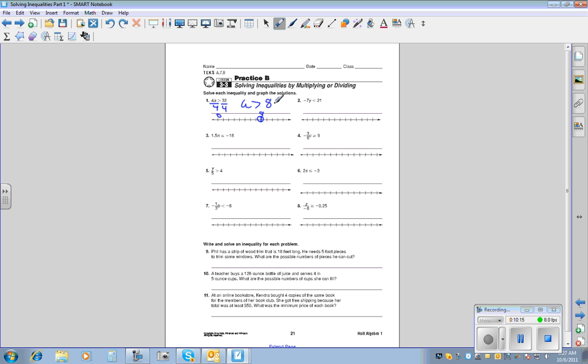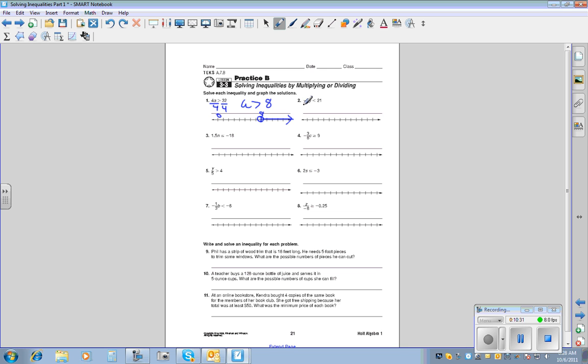Numbers greater than 8, let's check. 0, is 0 greater than 8? No. Is 9 greater than 8? Yes. So we'll be shading this direction. Go back and check our critical point. Is it or equals to? No. So it remains an open circle.